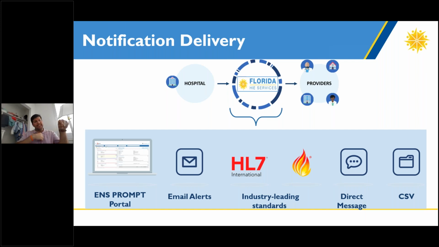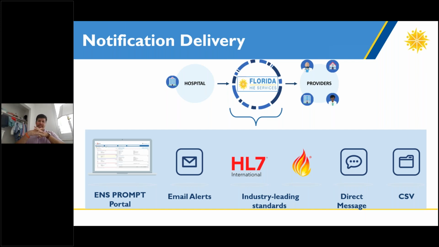So email alerts can't contain PHI, but they can alert you that a patient had an encounter at a particular facility, and then you can log into an SFTP site or your direct messaging service to see the actual PHI on that encounter. We also offer FHIR and HL7 integrations as well.